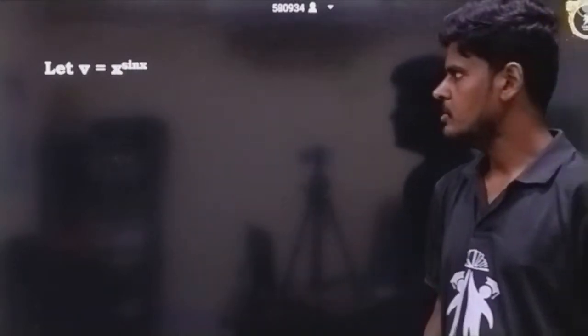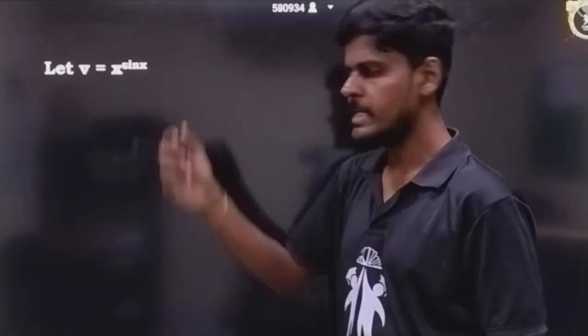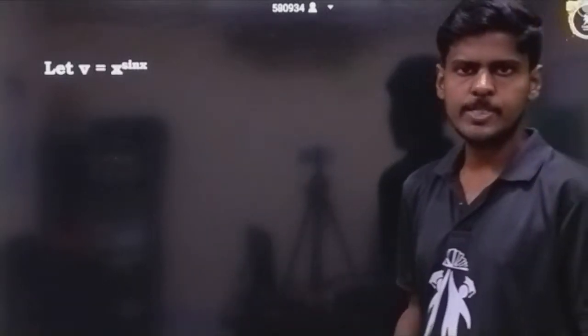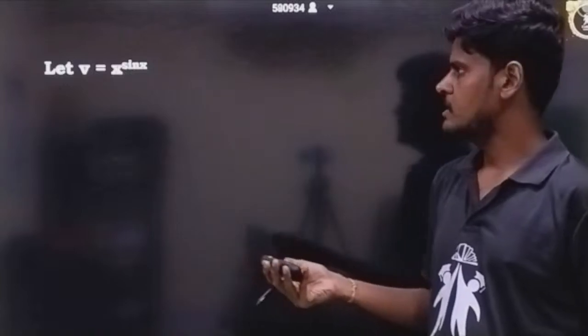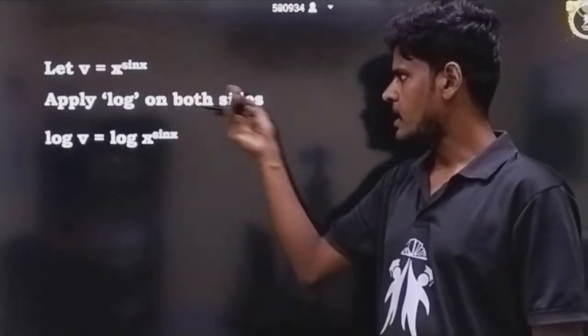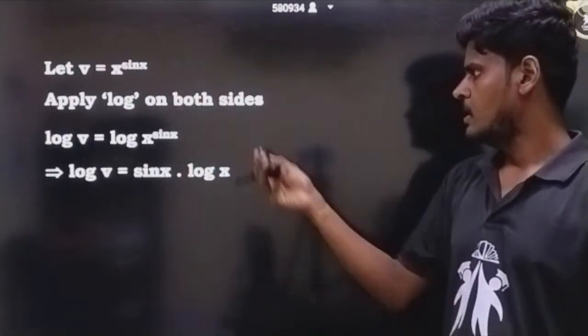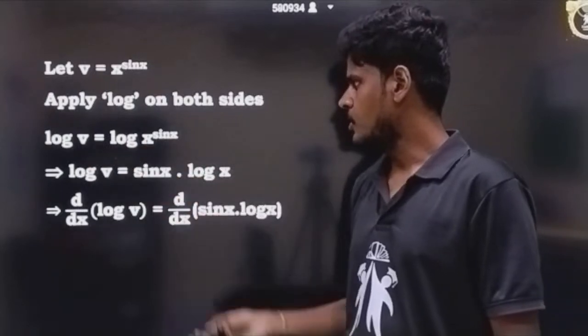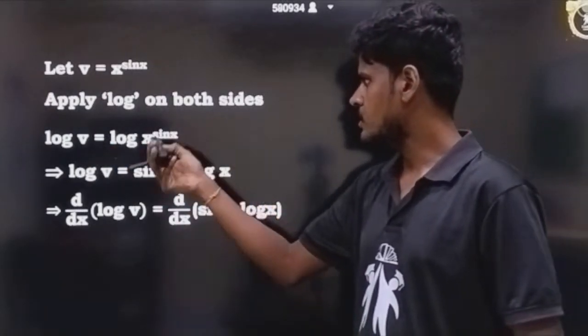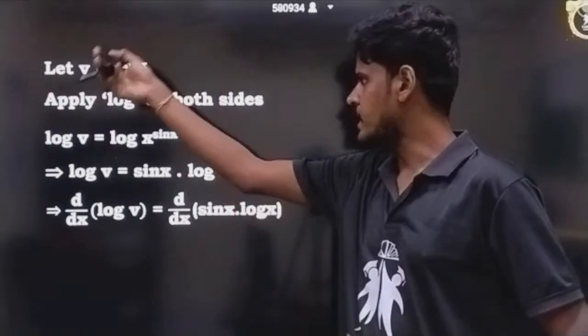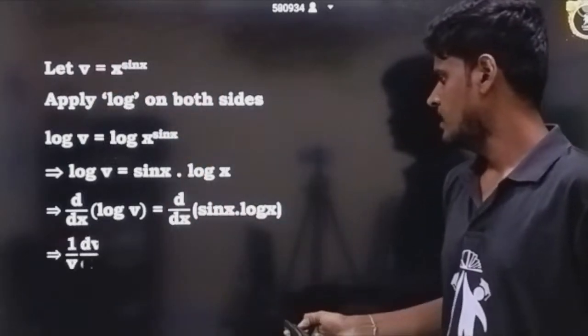Next, v is equal to x power sin x. This is the second term. Again we will use the same procedure for finding the value. v equal to x power sin x. Apply log on both sides. Log v is equal to sin x into log x.